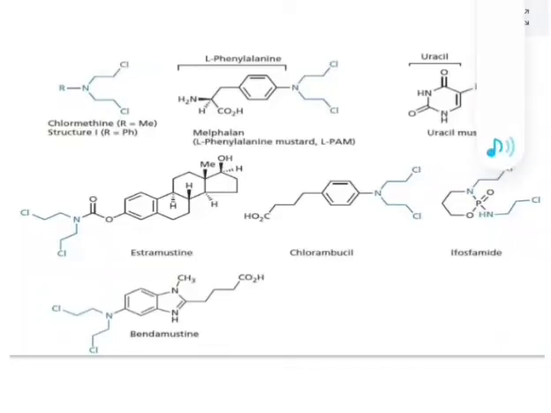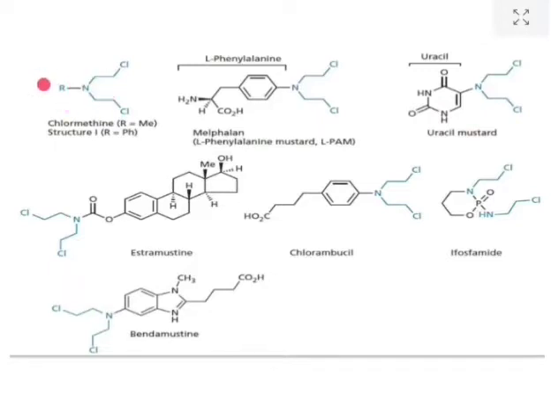Looking at the different classes, we started with the first class, which is the nitrogen mustard. That's the name that is given to them, nitrogen mustard. But of course, that class is just one category of the alkylating agents. We have quite a number of other compounds which are nitrogen mustards, but their mode of action is alkylation.